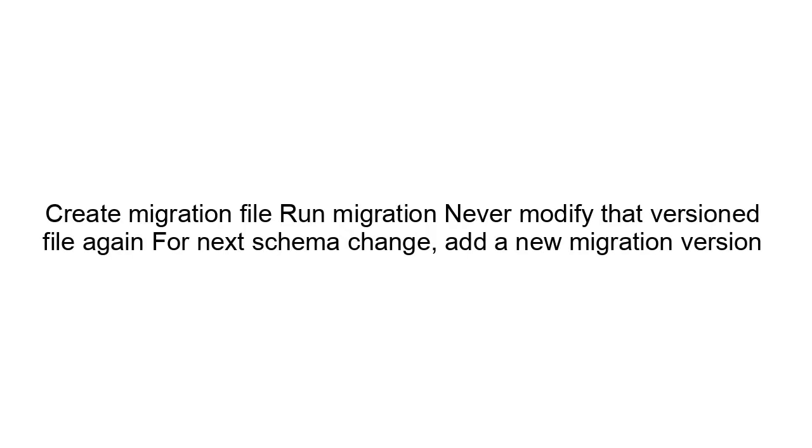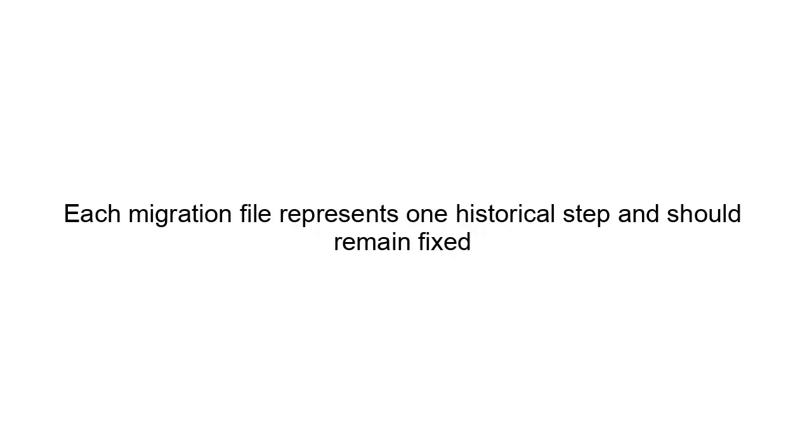Typical real-world workflow. A good Flyway workflow looks like this. Create a migration file. Run the migration. Never modify that versioned file again. For the next schema change, add a new migration version. Example concept: each migration file represents one historical step and should remain fixed. That is how Flyway maintains reliable schema history.